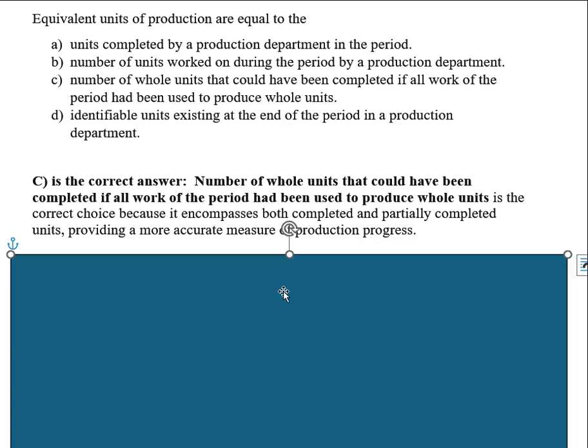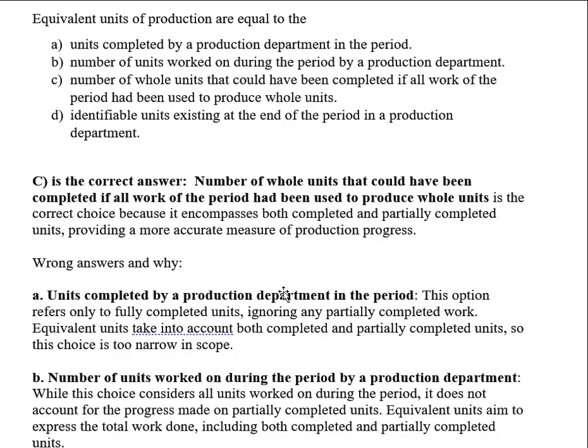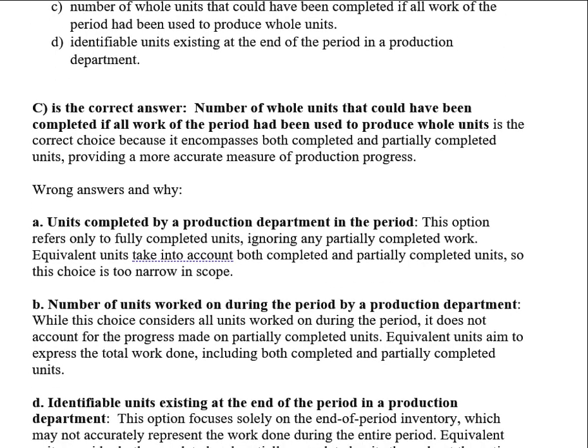Let's look at why the others are incorrect. Okay, now A is wrong. A said units completed by a production department in the period. This option refers only to fully completed units. It ignores partial completed work. Equivalent units takes into account both completed and partially completed units. So this choice is just too narrow.